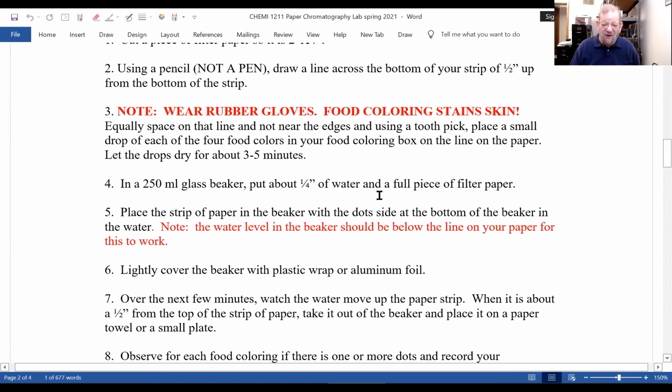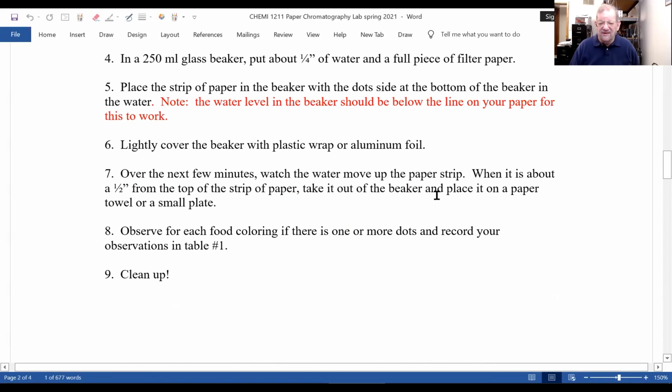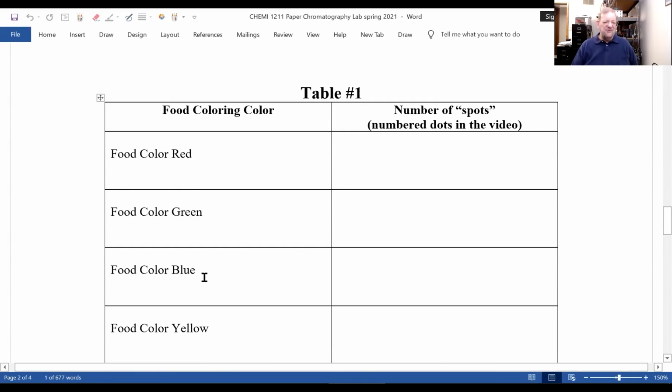And then you put some water in there, and the level of the water should never be below the line on your paper. Then you cover it with aluminum foil or plastic wrap. I think we use plastic wrap. And you wait about 6, 7 minutes. And then when it's about a half inch, you take it out and you observe it. If there's one or more dots, record that in the table. And then you clean up. Well, you don't have to do that.